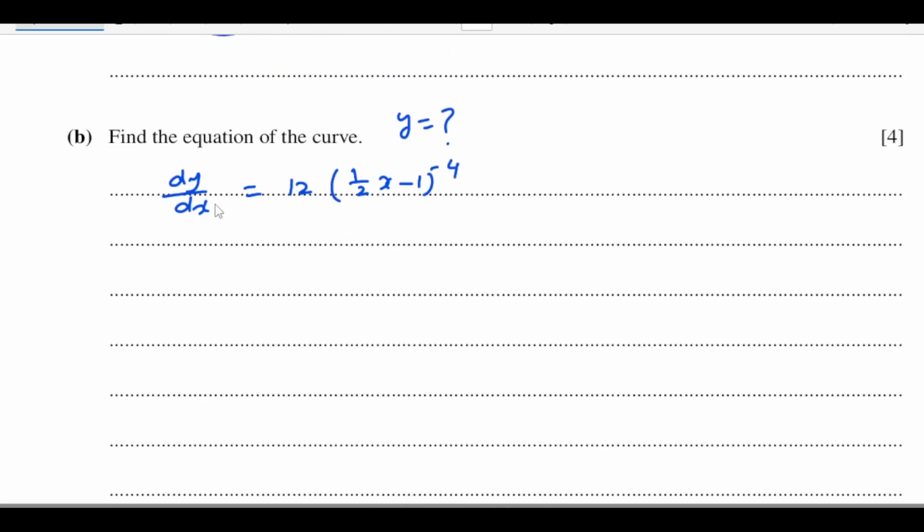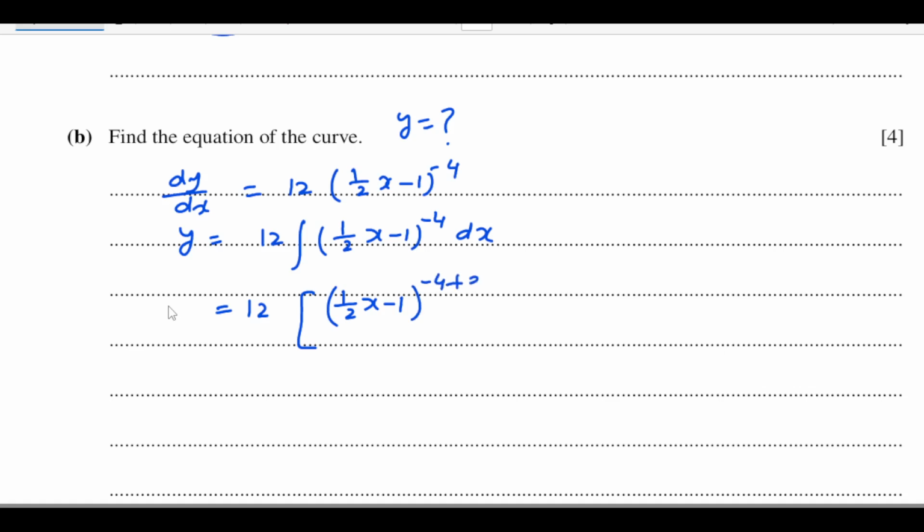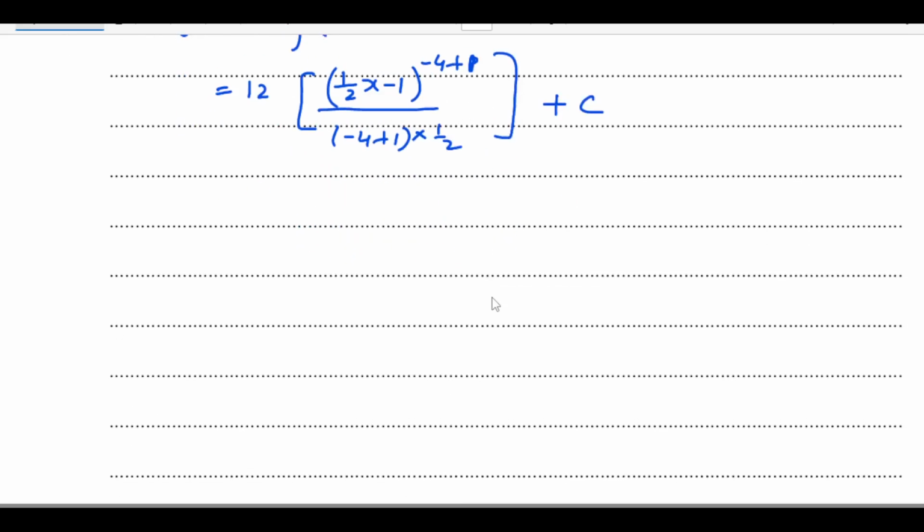When we integrate both sides, on the left hand side we will have y, and on this side we will have the integral of 12 times (half x minus 1) to the power of negative 4 dx. So it is going to be 12 times (half x minus 1) to the power of negative 4 plus 1, and down we will have negative 4 plus 1. Then by chain rule the derivative of this, so this is going to be times 1 over 2 plus c. Okay, so now I will simplify.